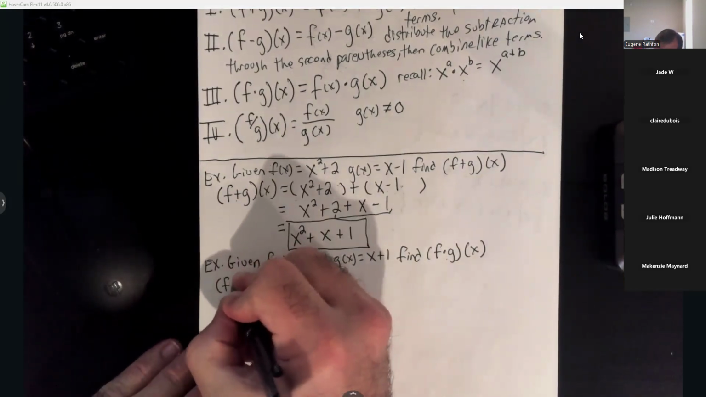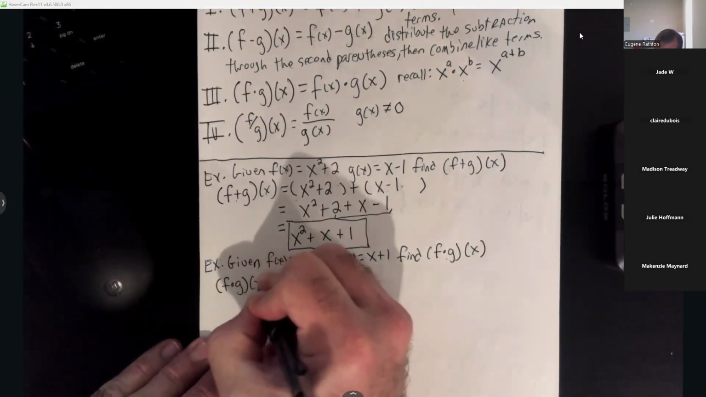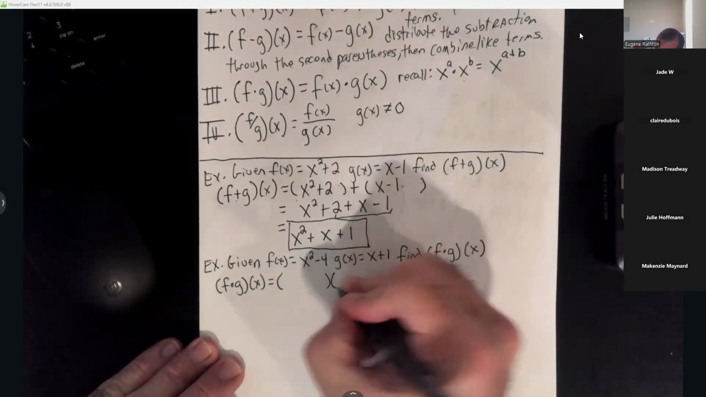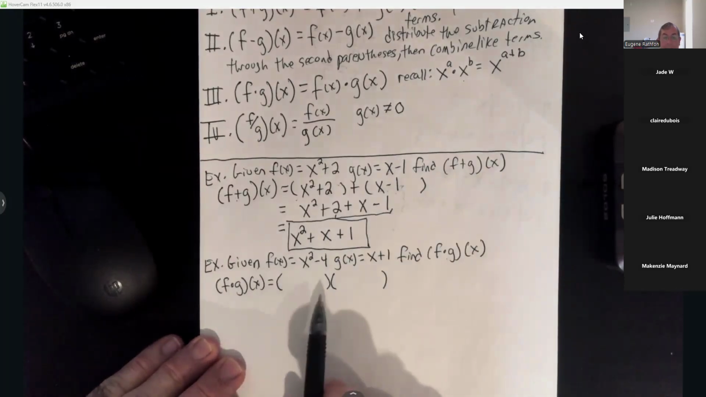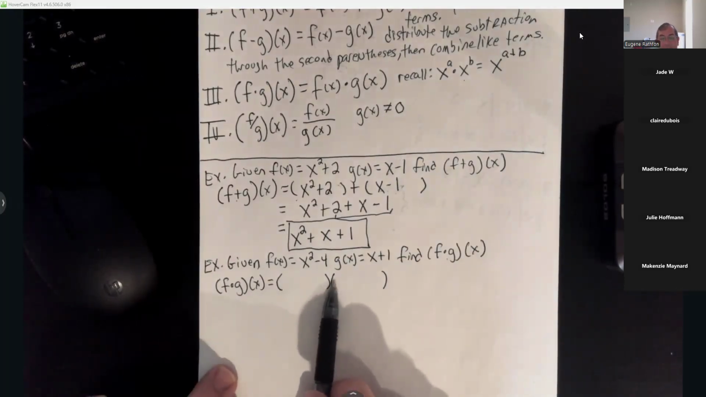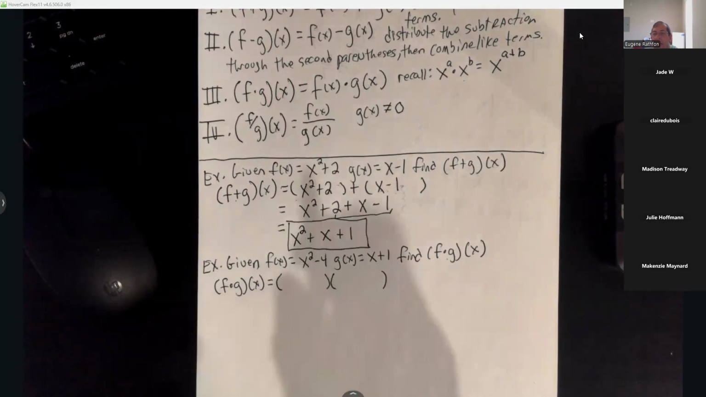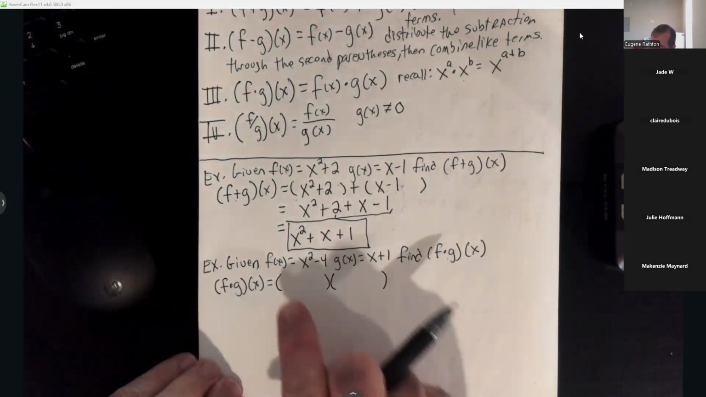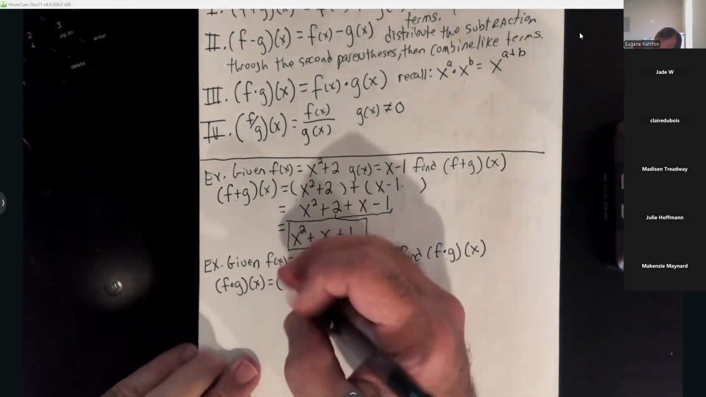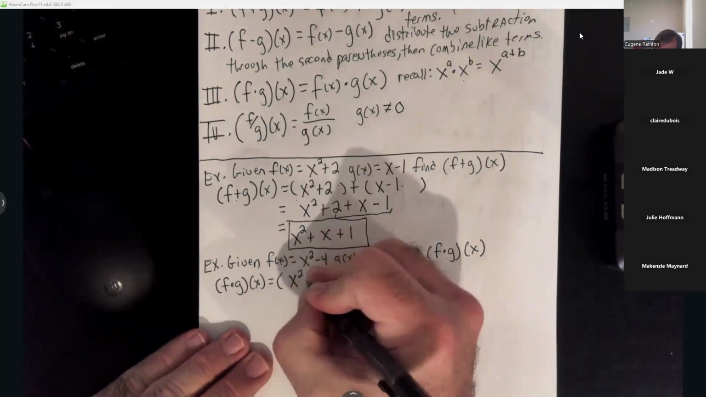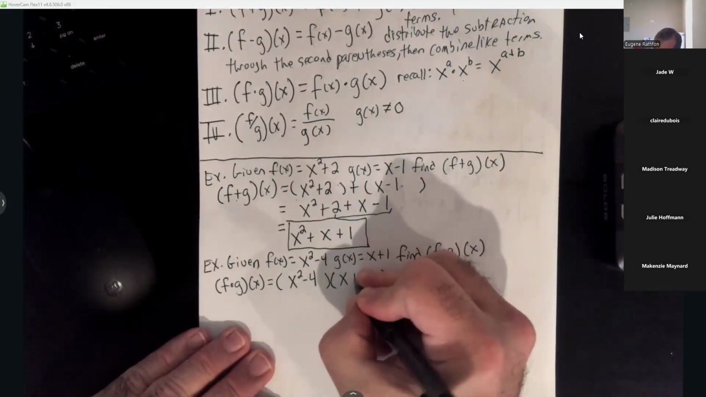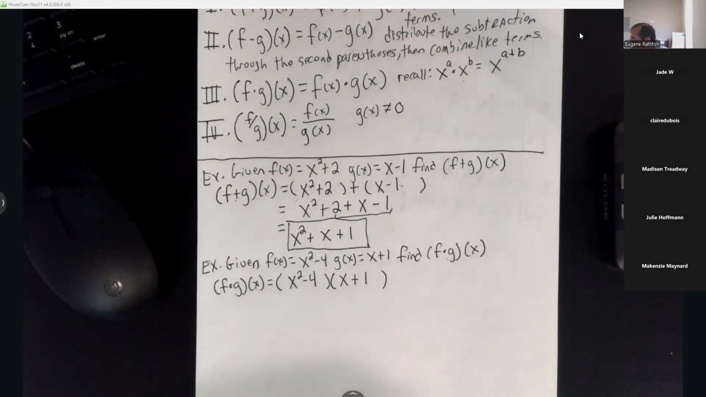So f times g of x will equal my f times my g. So if I put these parentheses right up next to each other like that, that represents multiplication, okay? So let's put our f in, which is x squared minus 4, and my g, which is x plus 1.